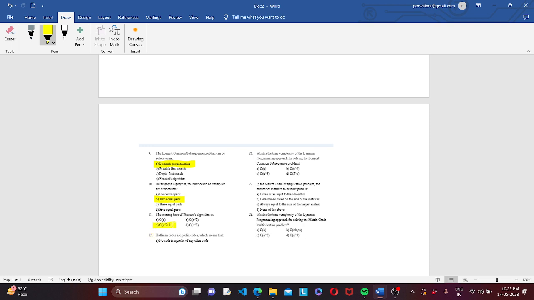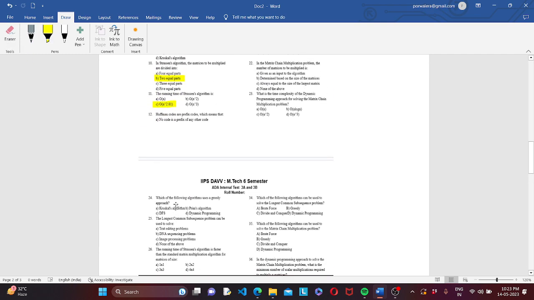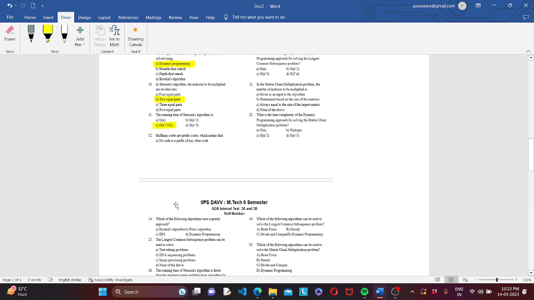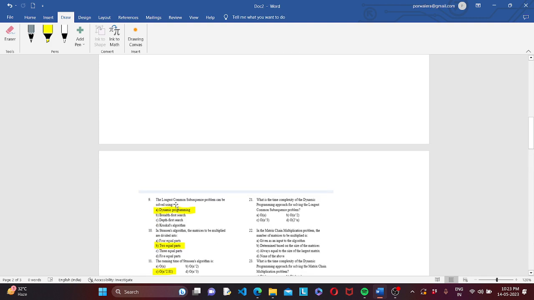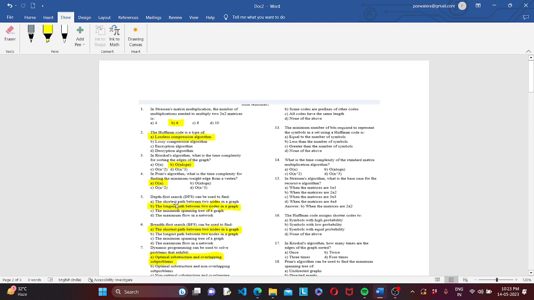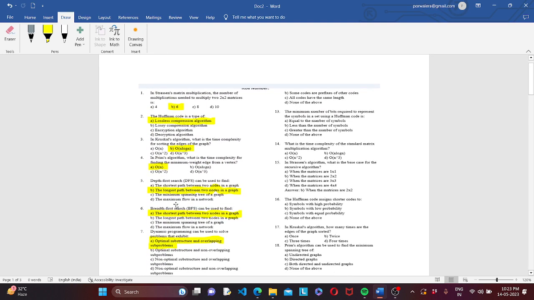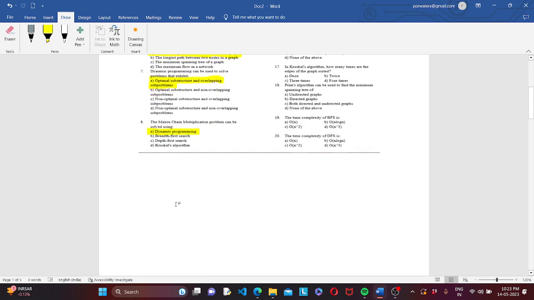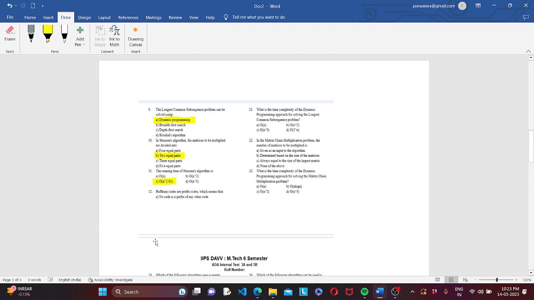Now question number 12 is the Huffman codes are prefix codes, which means that the Huffman codes are the prefix codes, so the answer for this would be no code is a prefix of any other code. So the solution for question number 12 would be A. Let us mark here A, which is no code is a prefix of any other code.